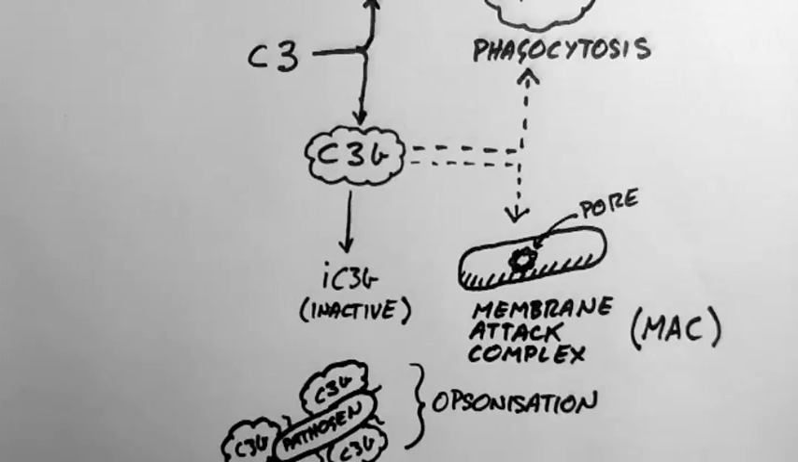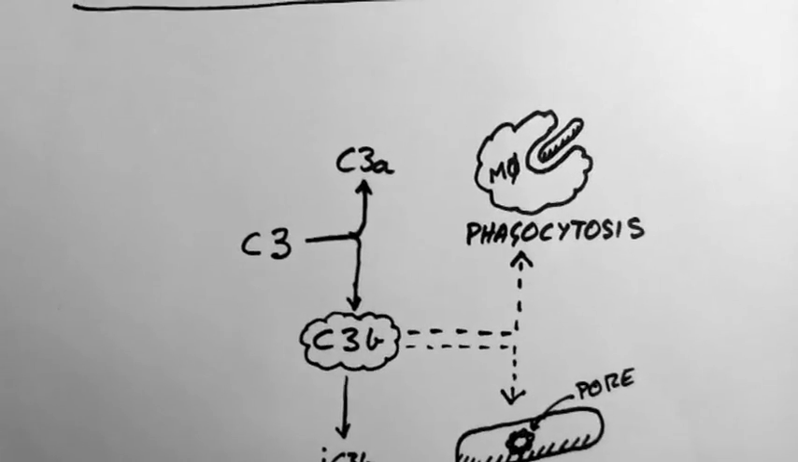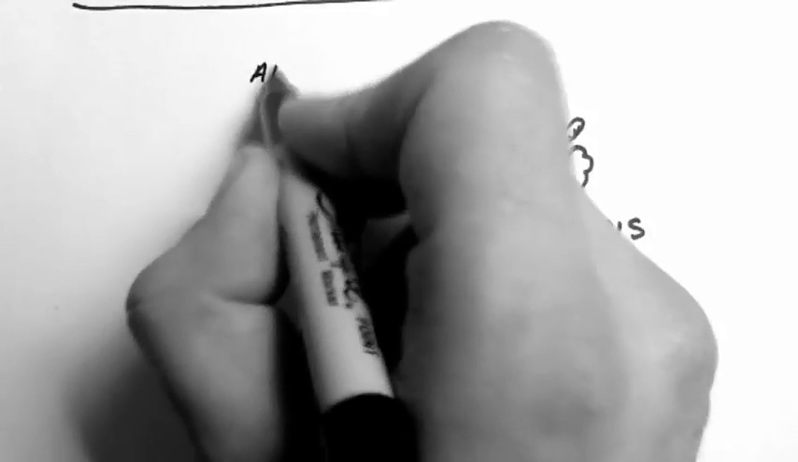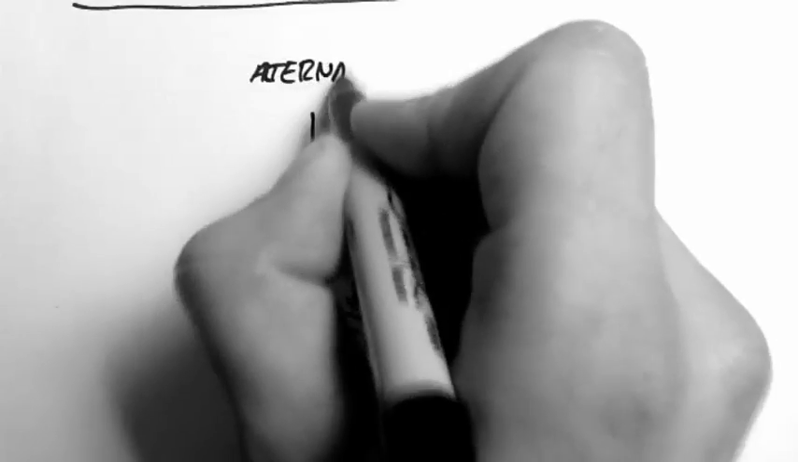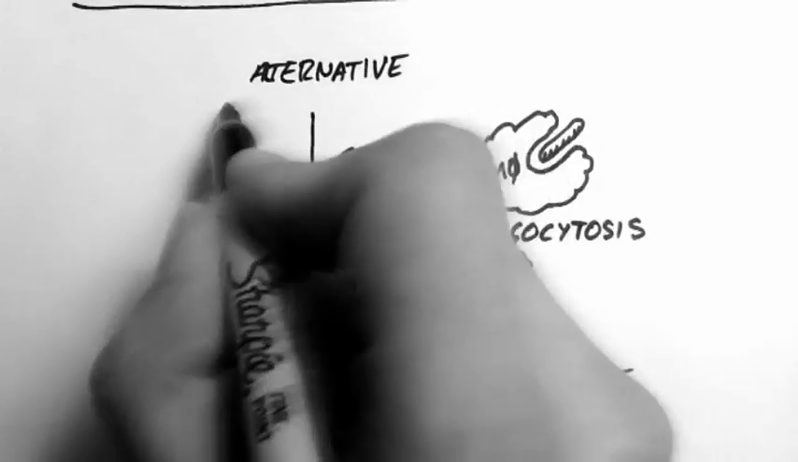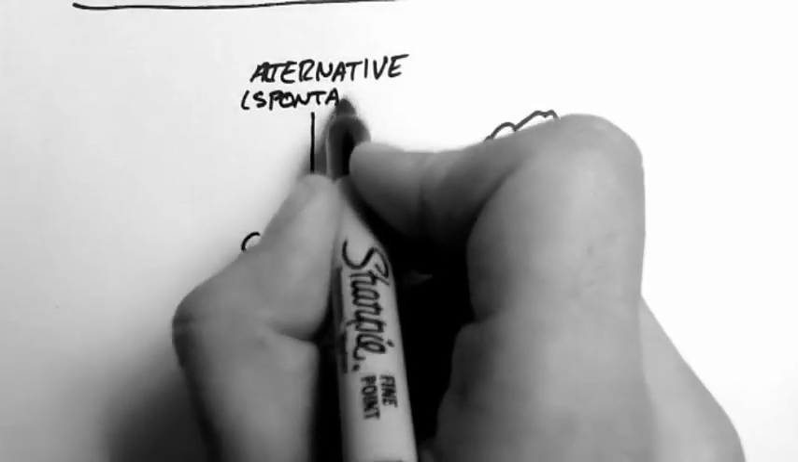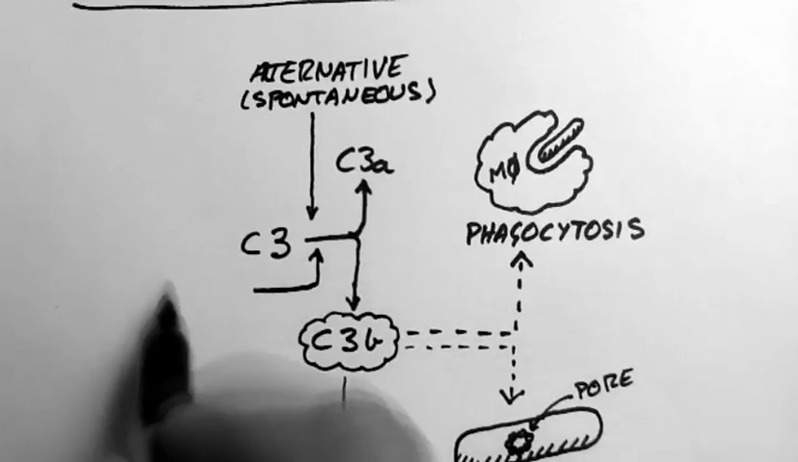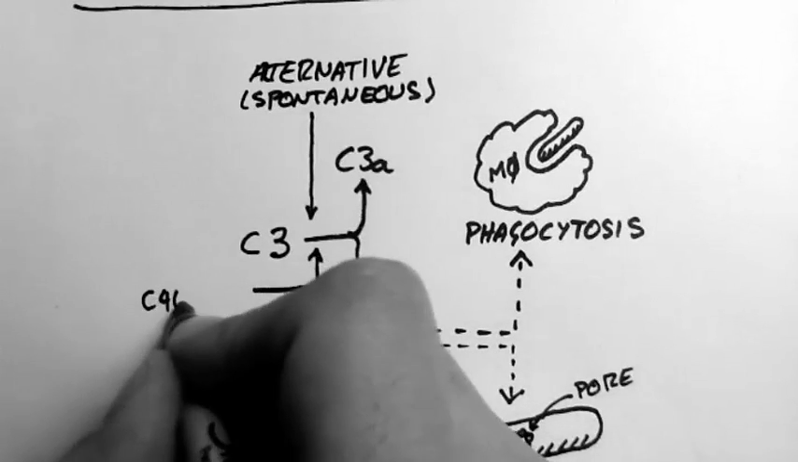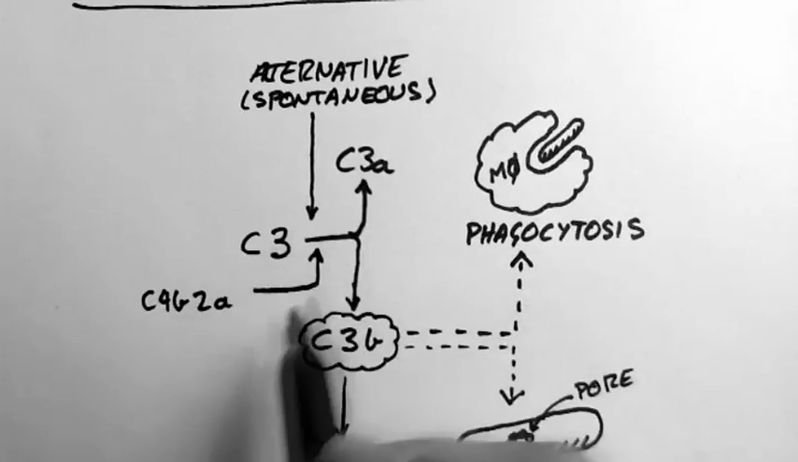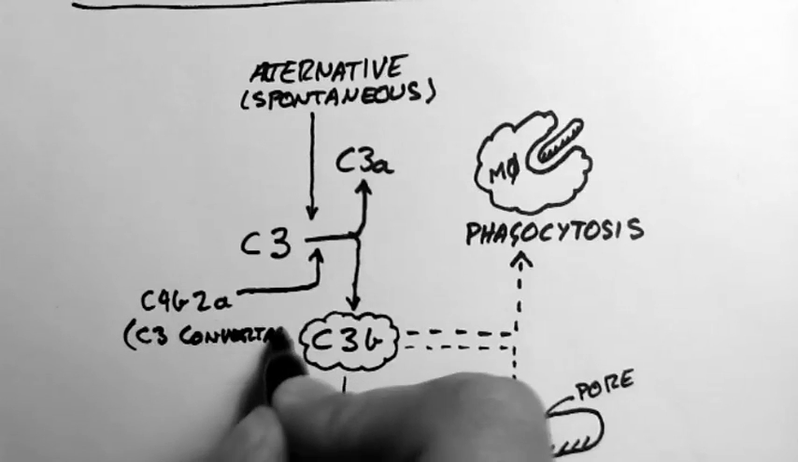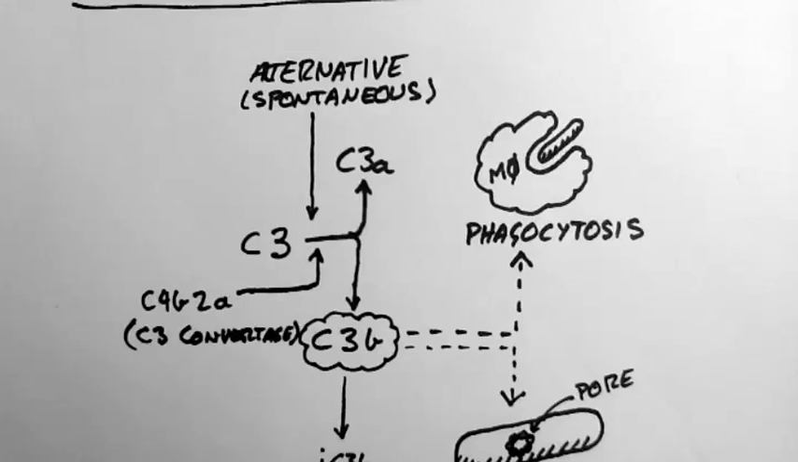So the next complexity to complement is how C3 is activated to convert into C3b and C3a. Now there's three different pathways by which this can happen. The first one we'll consider is called the alternative pathway, and it's just basically a spontaneous tick over of C3 conversion to C3b and C3a. The other two pathways form this molecule here, C4b2a, and it's a C3 convertase, meaning it catalyzes that reaction.